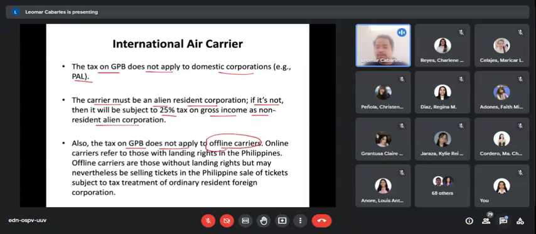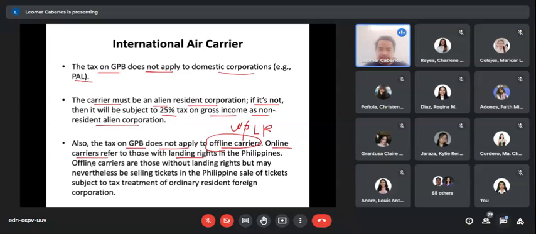Ito yung mga walang landing rights. Walang landing rights sa Pilipinas. Kasi lalabas, pagka wala kang landing rights, non-resident foreign corp ka. So hindi sa'yo applicable ang GPB. Okay? So ang applicable sa'yo is the 25% income tax, no? Kung non-resident. So applicable ang GPB pag online carrier. Ang online carrier, those with landing rights.